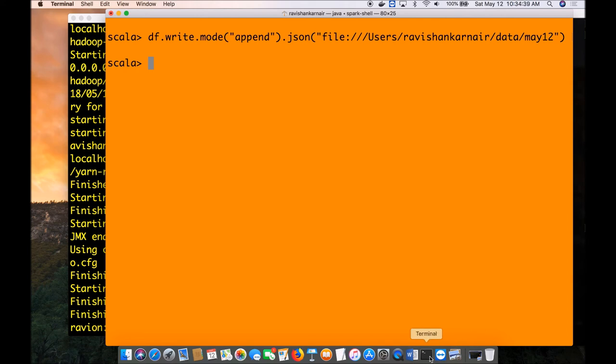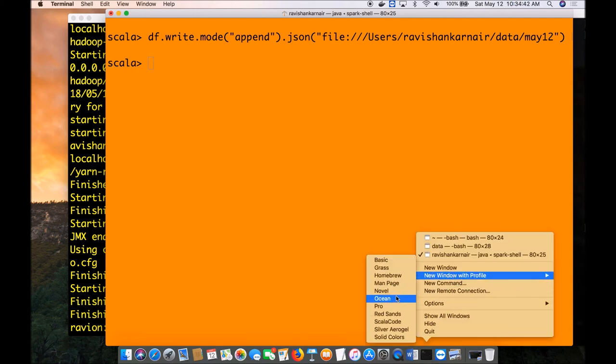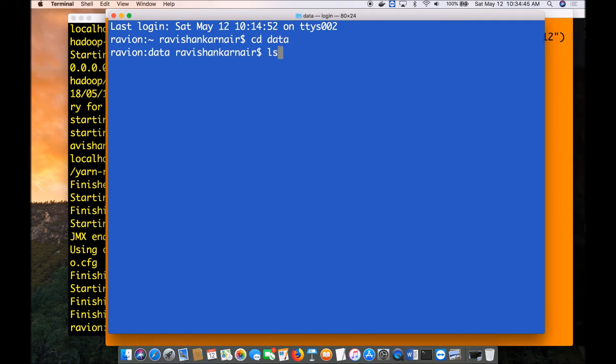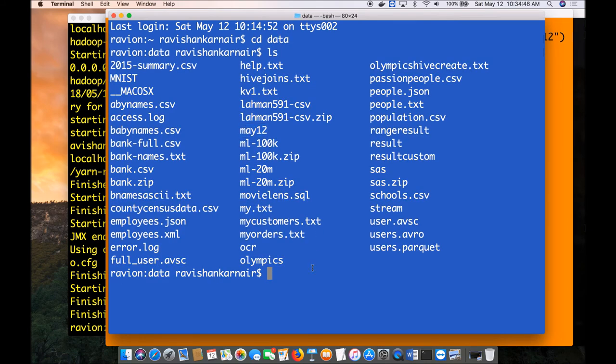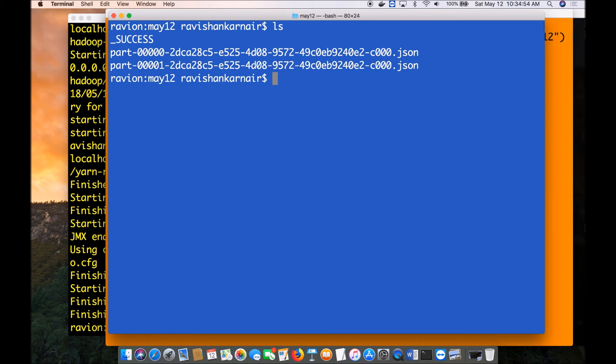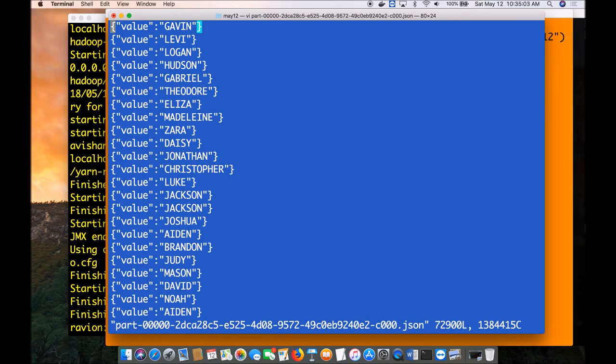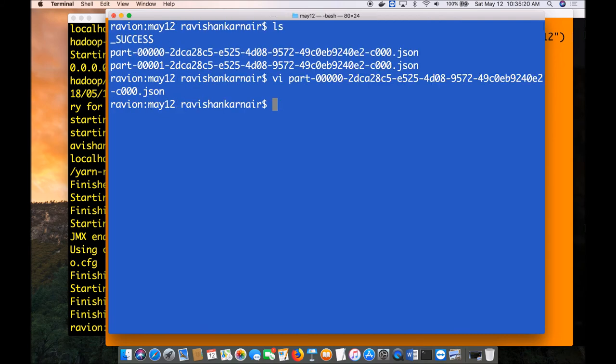And now let's go. What is the directory? Data, and inside the data, May 12. Let's open a new screen and cd data, ls. Is there a directory created? There is. cd into it and ls. Look at that extension, right? And now vi part-, and then look at the data. Beautiful JSON. Is it encrypted? No. Is it compressed? No. Never ever go for the save as text file from the register temp table because it will use Parquet. And now if you look, you will see that I got two partitions, which I don't want.